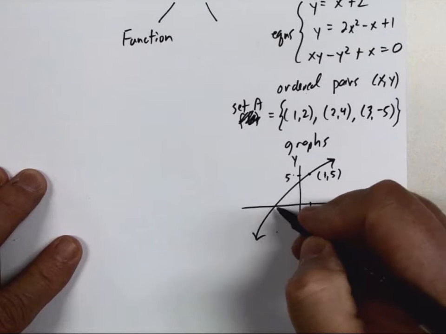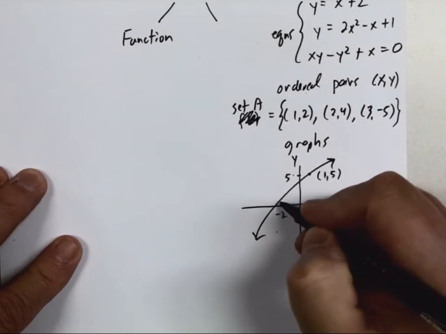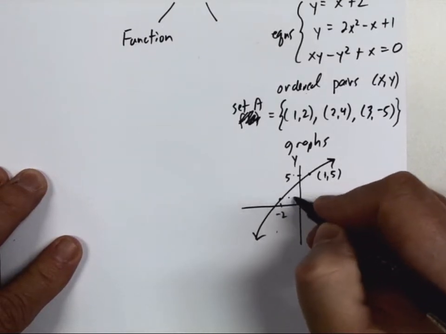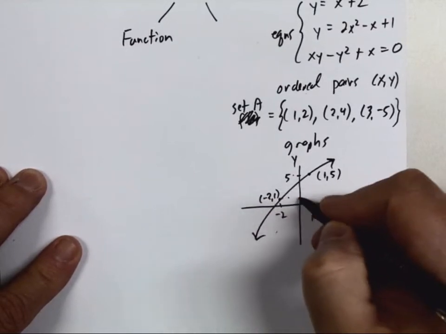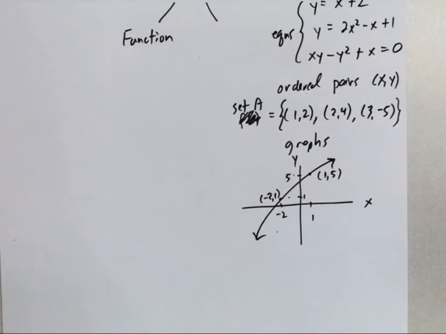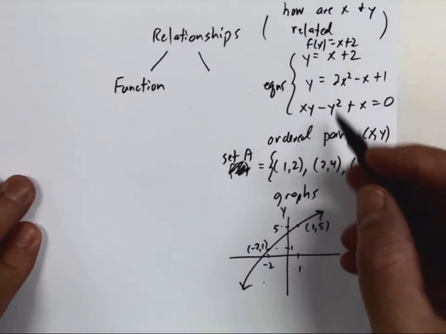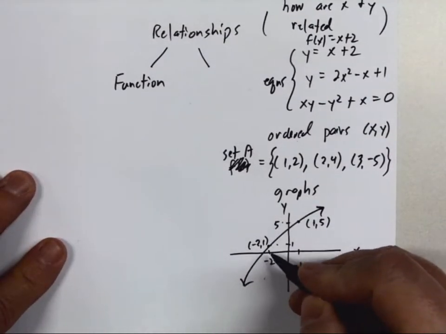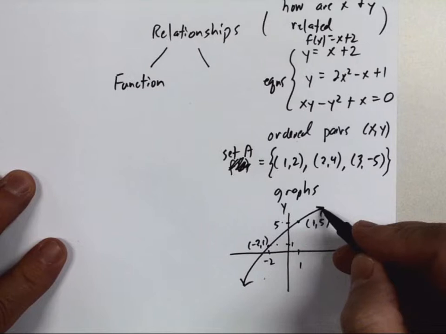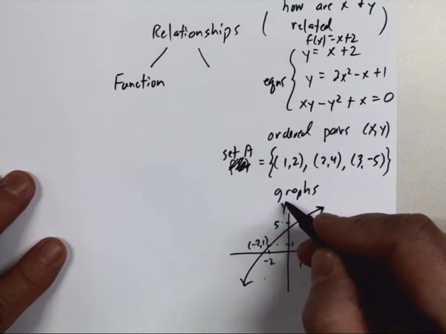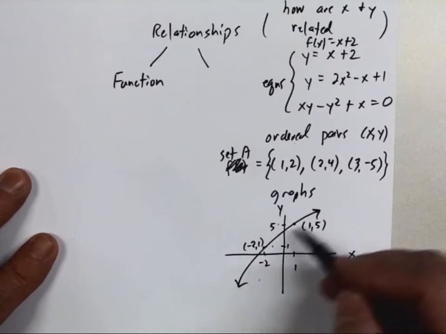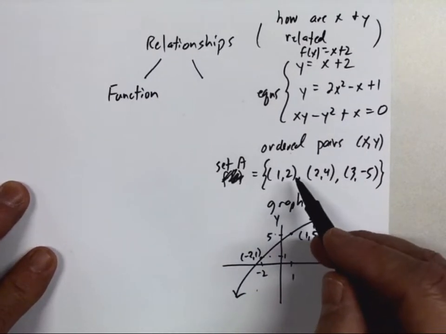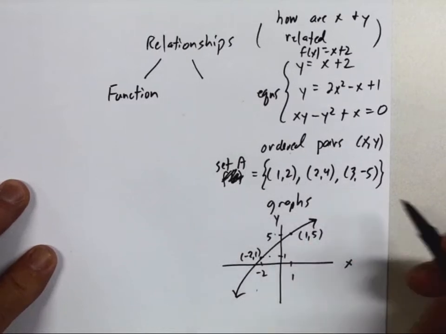If I said, what about when x is negative 2? Well, when x is negative 2, y is 1. So the graph is sort of like the equation. I can choose all kinds of different values of x and go find the y. So it's almost like equations and graphs are oftentimes sort of unlimited in the x's you can choose, whereas the ordered pair is very limited.